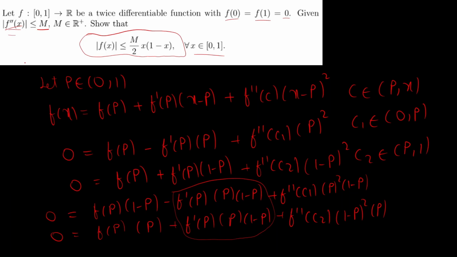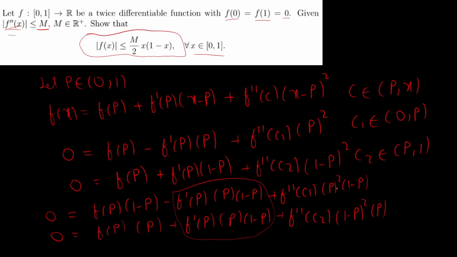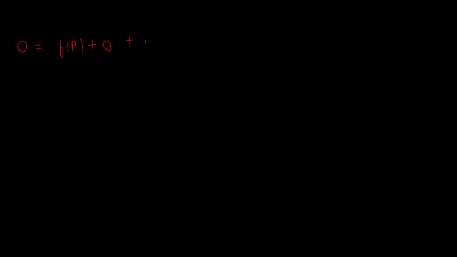I'll get 0 equal to, when I add both of these, this minus p and p will get cancelled and I'll have f of p, and the single derivative terms will be cancelled, and then in the double derivative I'll have f double dash of c1 into p square into 1 minus p plus f double dash of c2 into 1 minus p whole square into p. Now I'll take this to the LHS and then apply absolute value on both sides.